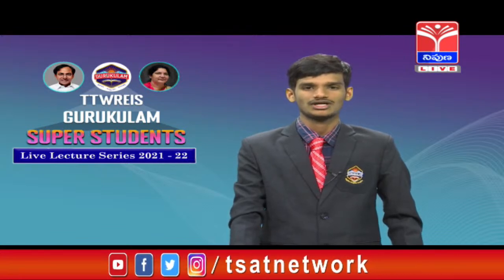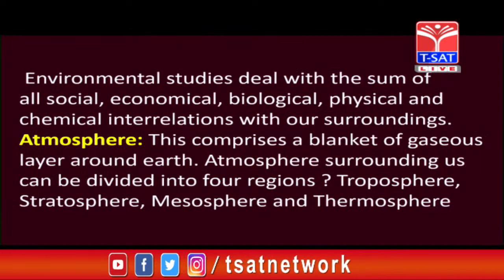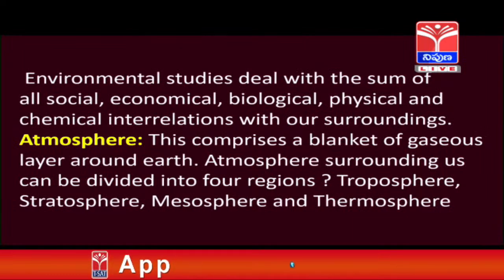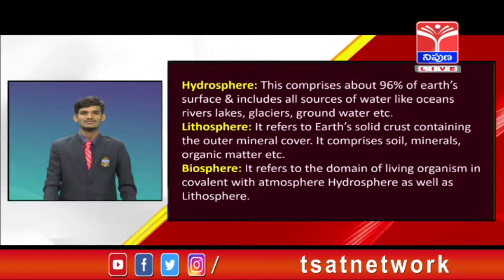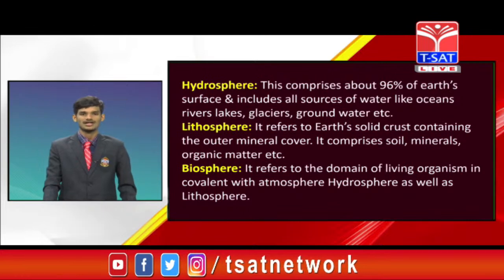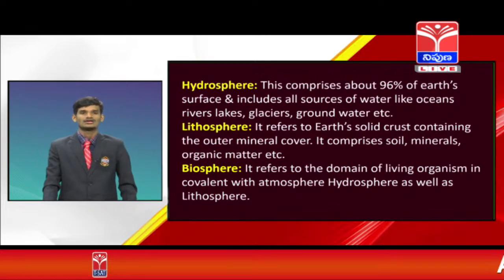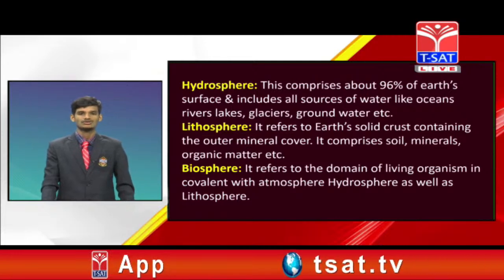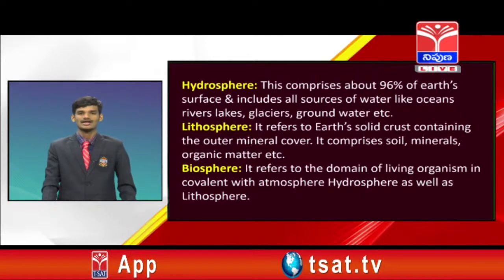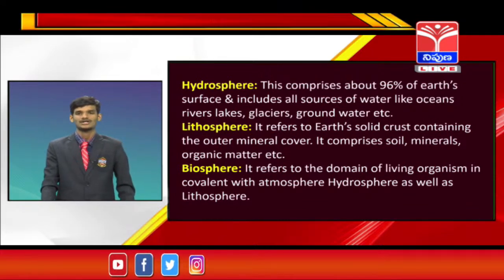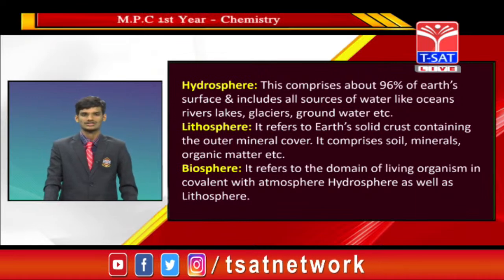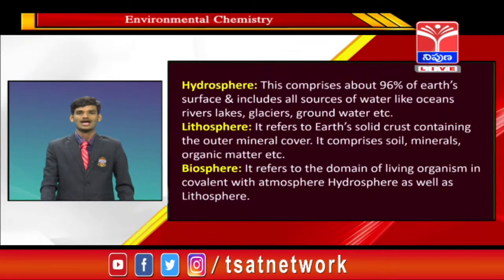First, what is atmosphere? Atmosphere is nothing but several gases present in this sphere. Next, hydrosphere. 96 percent of the earth's surface is covered with water, and hydro means water. There are different types of water bodies such as lakes, glaciers, groundwater, etc. Third sphere is lithosphere. Lithosphere refers to Earth's solid crust containing the outer mineral surface cover. It is soil, minerals, organic matter, rocks. Litho means soil and rocks.